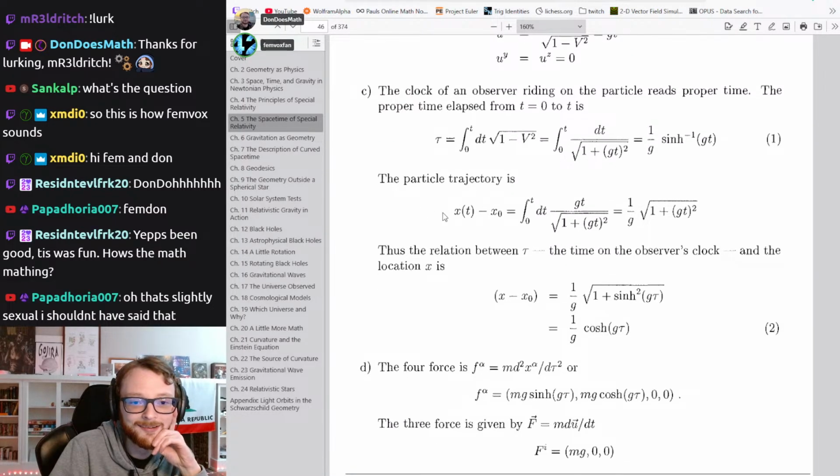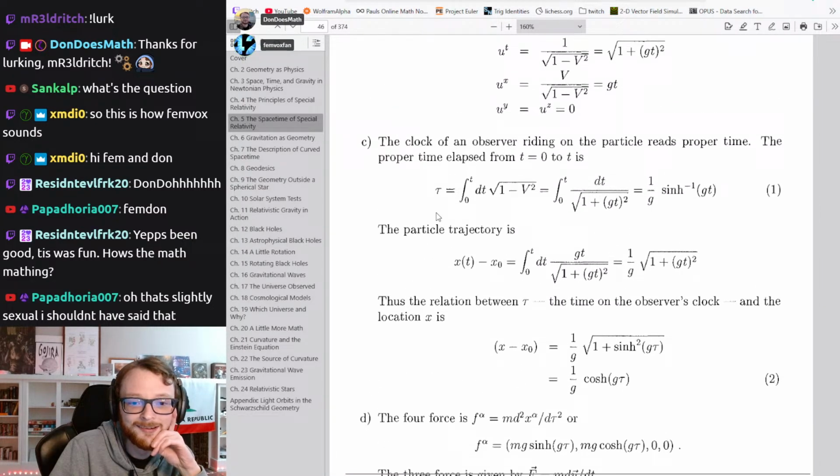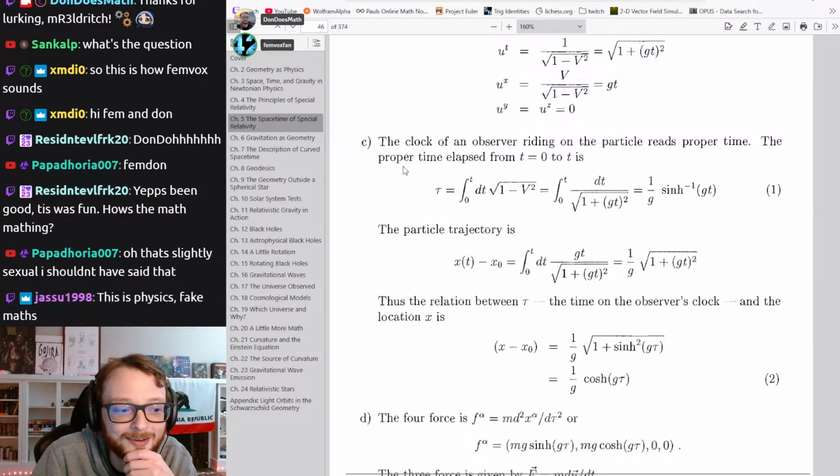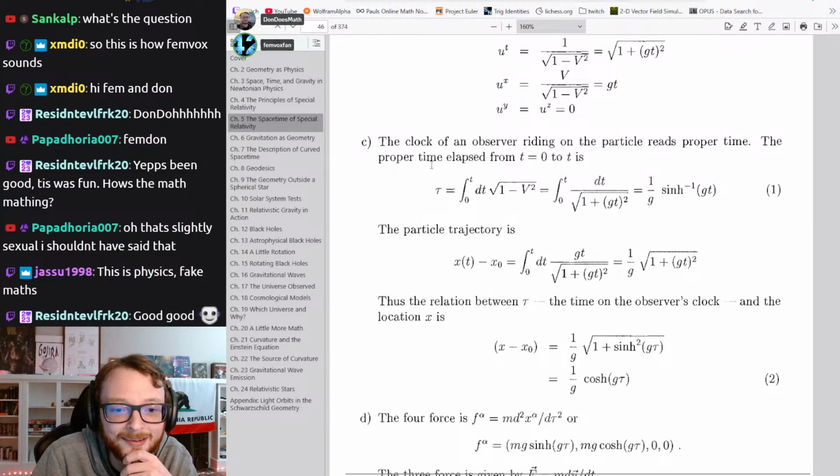All right, I think my idea on part C maybe didn't pan out. Oh, yeah. What the hell, they did it like this? They say root 1 plus gt squared over g. I did come up with that. I didn't get a hyperbolic sine anywhere though. Oh, maybe they just showed a different way to do this. The formula was somewhere in the other chapter. Yeah, in 4. Okay.